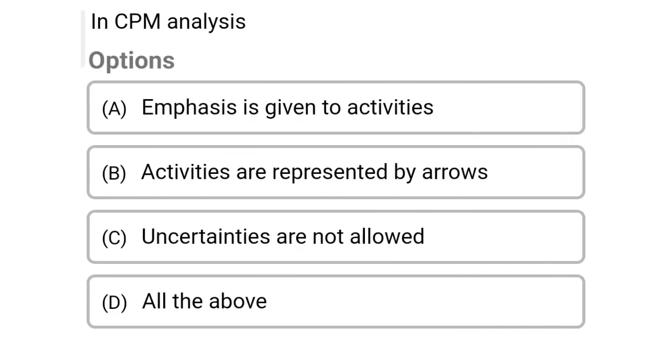So next question, in CPM analysis, option A, emphasis is given to activities. Option B, activities are represented by arrows. Option C, uncertainties are not allowed. Option D, all the above. So the correct answer is option D, all the above.